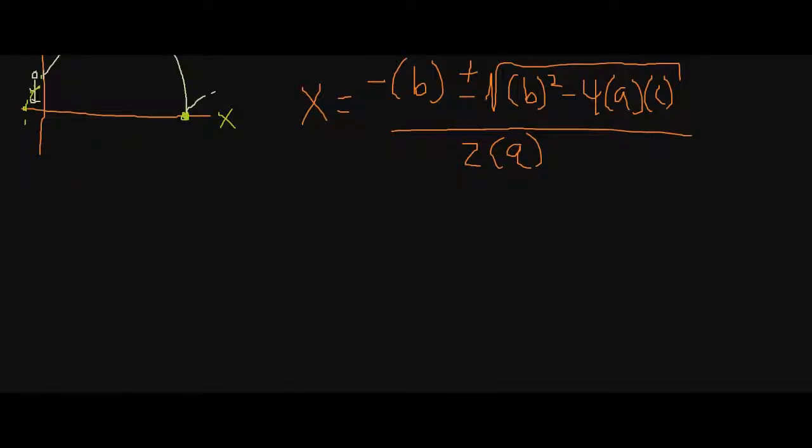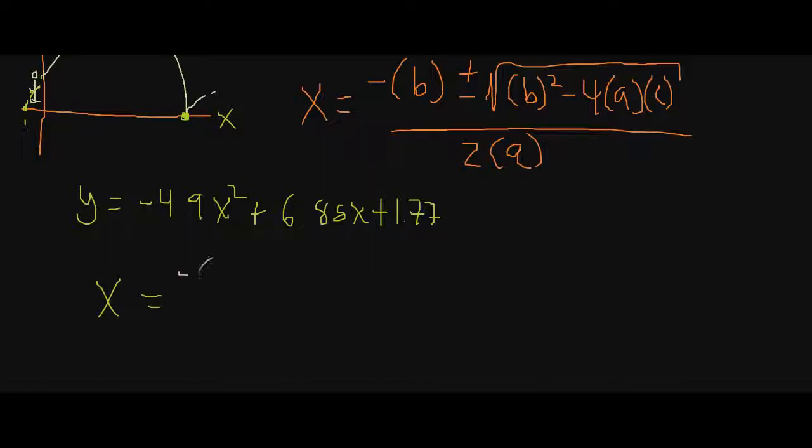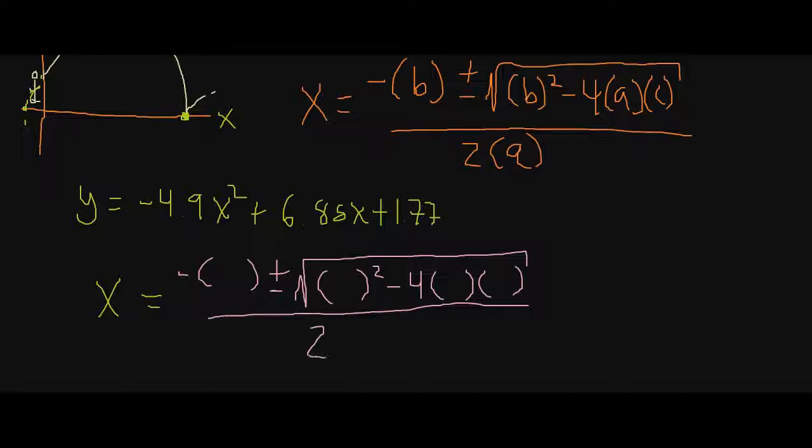So I'll write the equation one more time. We got y is equal to negative 4.9 x squared plus 6.85x plus 1.77. Okay, so let's plug it in. We're going to get x is equal to negative... I'm going to write this whole expression here: b squared minus 4, and I'm putting parentheses, and I'll fill in the information in a second.